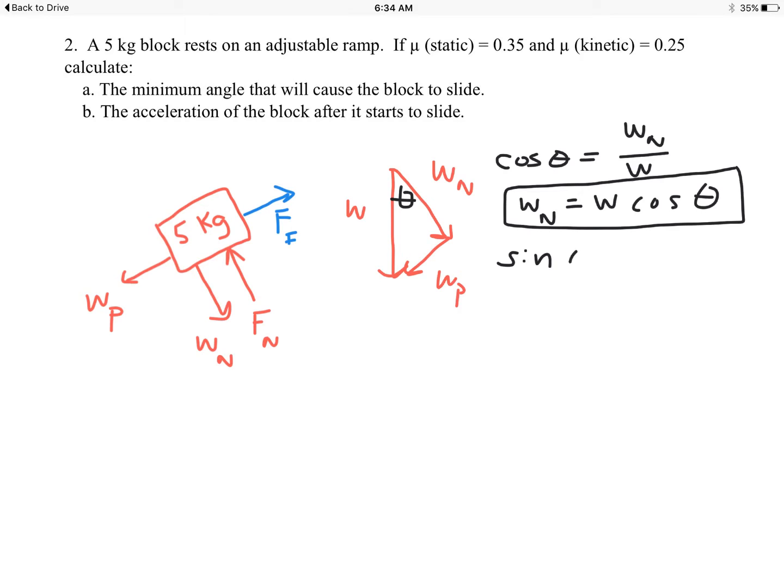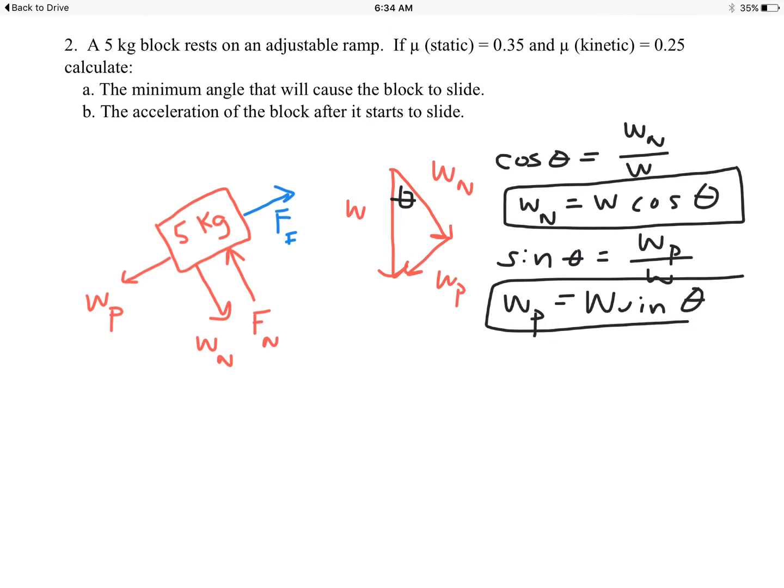Eventually, you can stop this initial step here, because it always comes out as W sub n equals W cosine theta. But here we have sine of theta is W sub p over W, and then W sub p always comes out as W sine theta. That says sine theta there. The S didn't come out too well. Let me try to fix that. Okay. All right, so we're going to hang on to those. We'll plug numbers in later.